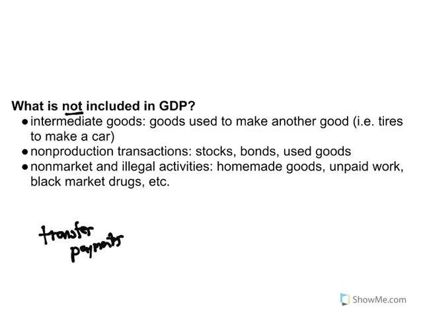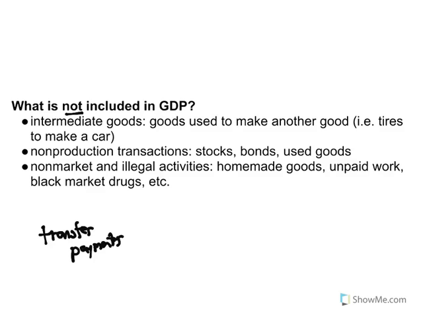And then used goods are not counted because they've already been counted in a previous year, right? Whatever year is the year when the good is new, that is the year in which it's counted. So if you go into a Goodwill, everything in that Goodwill that they're selling is not included in this year's GDP because it's used. It's old. It's been counted in past years. And so if we were to count it again, we'd be double counting, just like with intermediate goods.